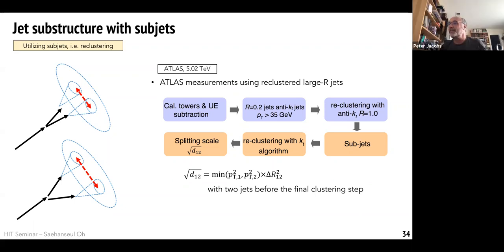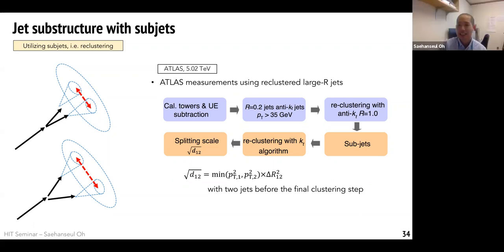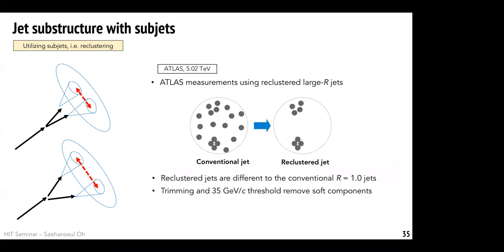Yeah, Kyle, you had a question. Sorry, maybe you just answered the question, but this reclustered jet, you said it's kind of different than R equals 1 jet. So if you do R equals 1 jet first and then recluster the subjets inside, you're saying it's not the same. How is it different again? What is the intuition of doing it for R equals 0.2 first and then reclustering for a bigger jet? You said there is some trimming involved.